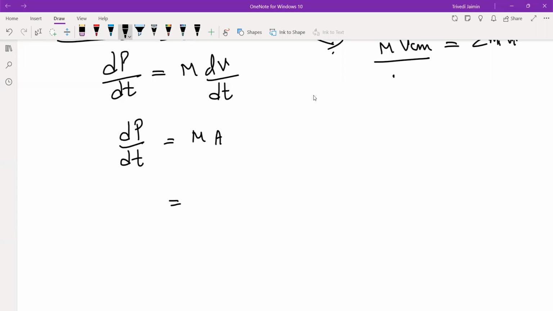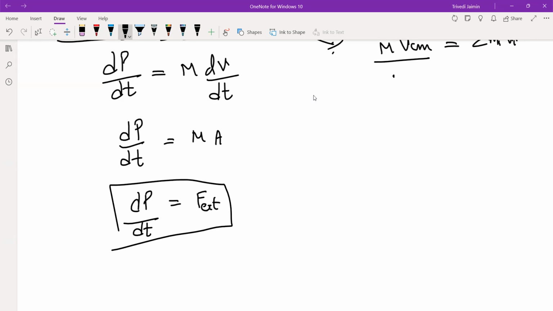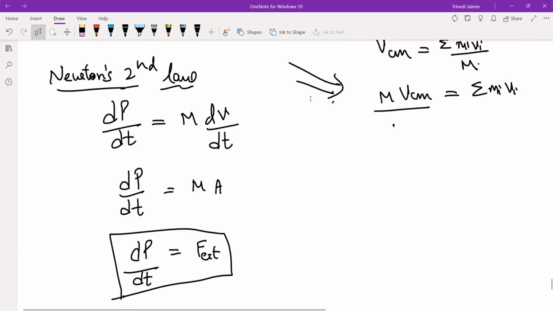Okay, dp by dt equals ma. ma equals external force. Still, we are just moving round and round on that thing.